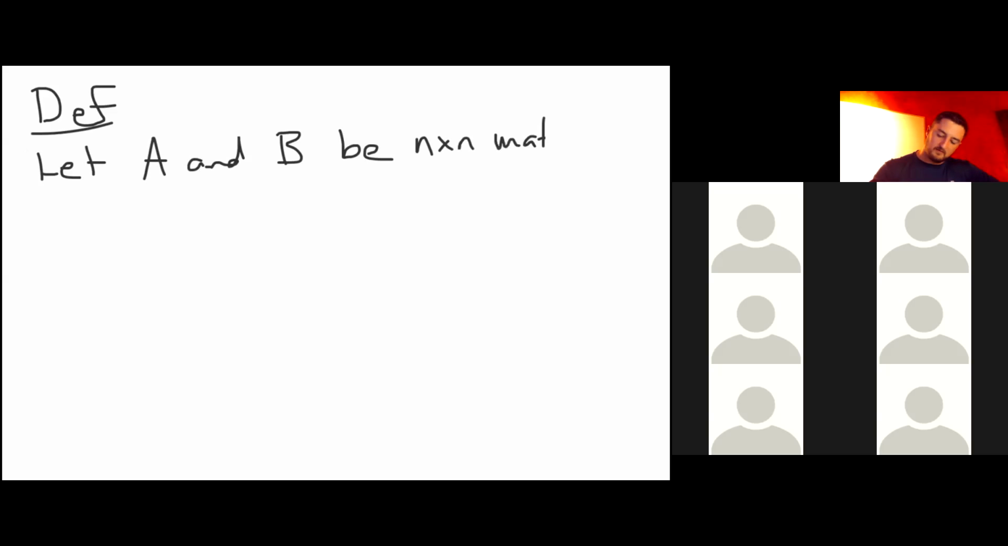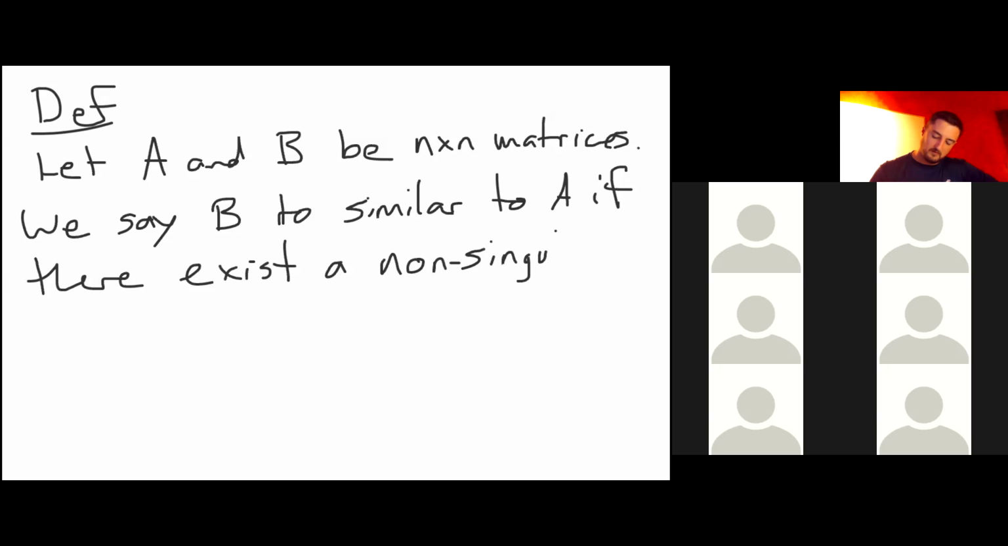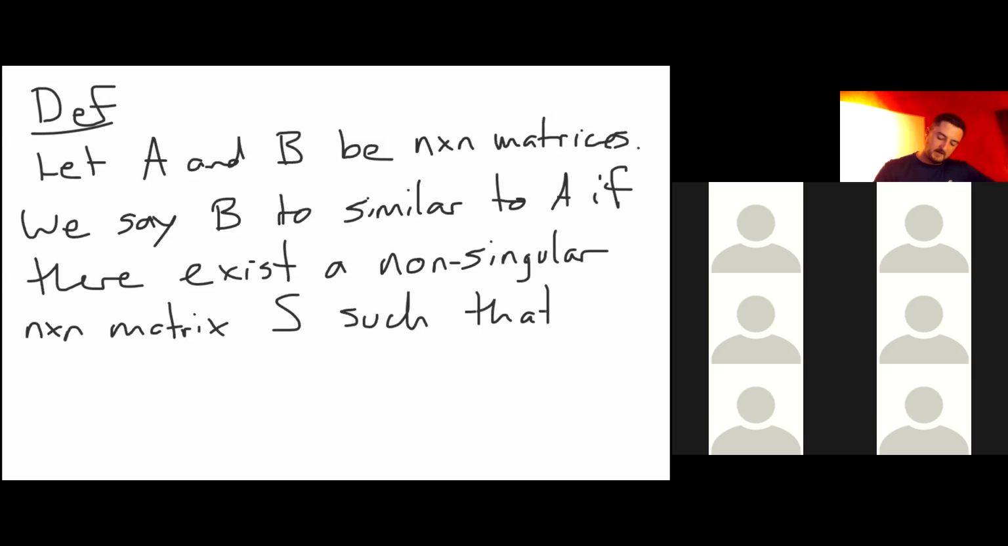Specifically square matrices. We say B is similar to A if there exists a non-singular n by n matrix S such that B is equal to S inverse times A S. And this is how we consider two matrices to be similar.